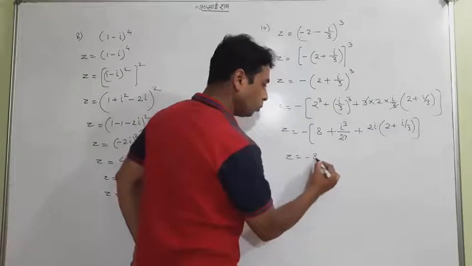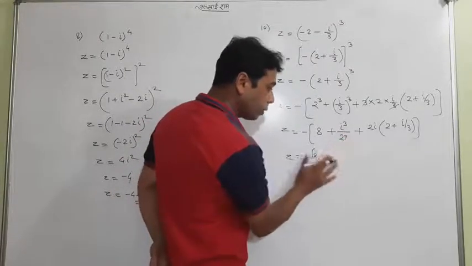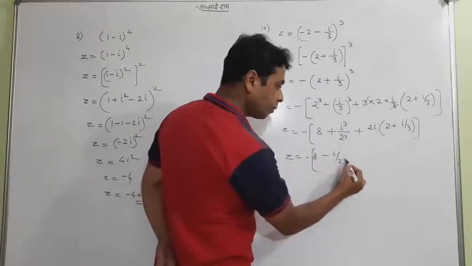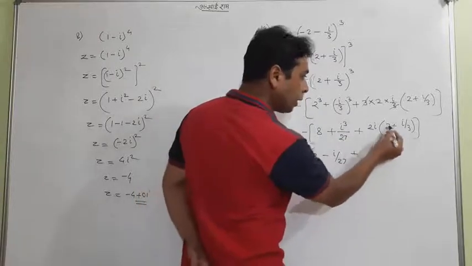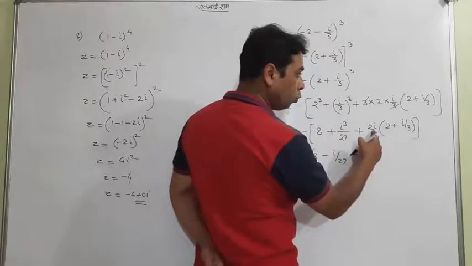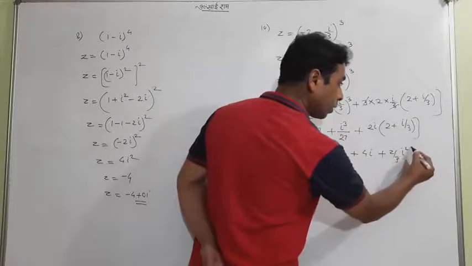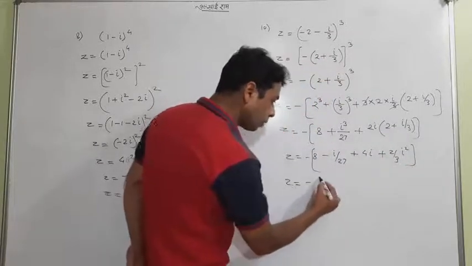Now what to do? Minus 8 i cube, meaning minus i, you know it. Minus i. Multiply 2i inside the bracket, 4i. And this 2 by 3. And i into i square. What to do next? 8.